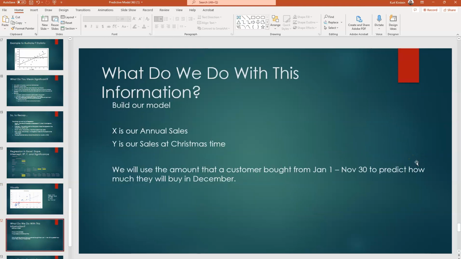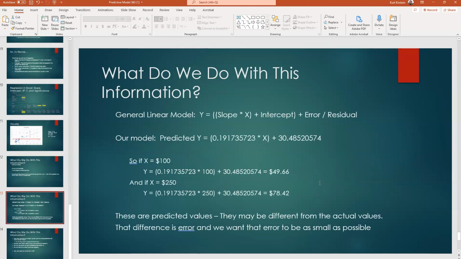So what are we going to do with it? How do we do anything with this information? Well, now we build our model. Remember that X is our annual sales, from January 1st to November 30th, and Y is our Christmas sales. So we will use the amount that a customer bought from January 1st to November 30th to predict how much they'll buy in December.